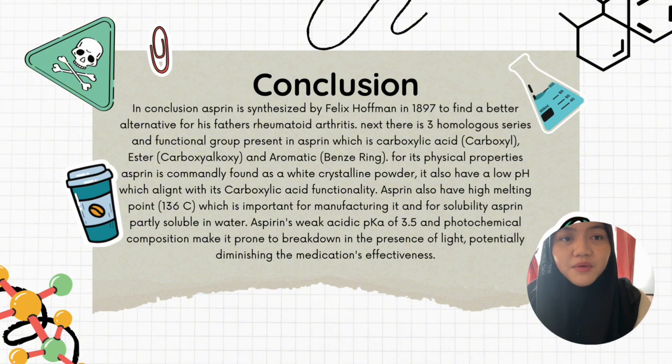For its physical properties, aspirin is commonly found as a white crystalline powder. It also has a low pH which aligns with its carboxylic acid functionality. Aspirin also has a high melting point, which is 136 degrees Celsius, which is important for the manufacturing. And for the solubility, aspirin is partly soluble in water. Aspirin, with acidic pKa of 3.5 and photochemical composition, is prone to breakdown in presence of light, potentially diminishing medication effectiveness.